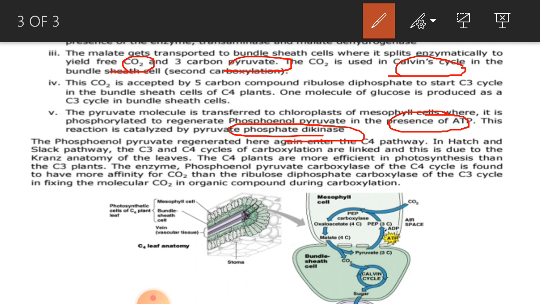The C3 and C4 cycles of carboxylation are linked, and this is due to the Kranz anatomy of the leaves. The C4 plants are more efficient in photosynthesis than the C3 plants. The enzyme phosphoenol pyruvate carboxylase of the C4 cycle is found to have more affinity for carbon dioxide than the ribulose bisphosphate carboxylase of the C3 cycle when fixing the CO2 molecule in an organic compound during carboxylation.